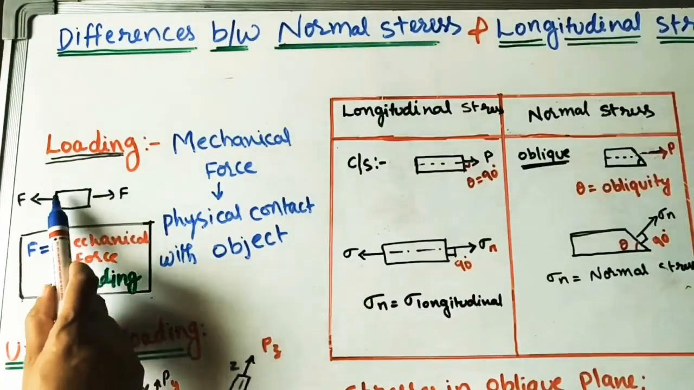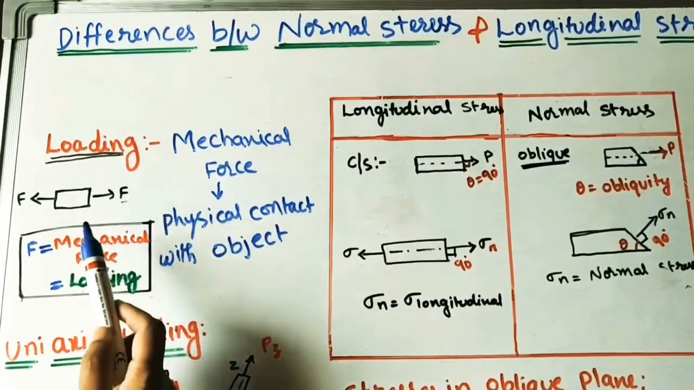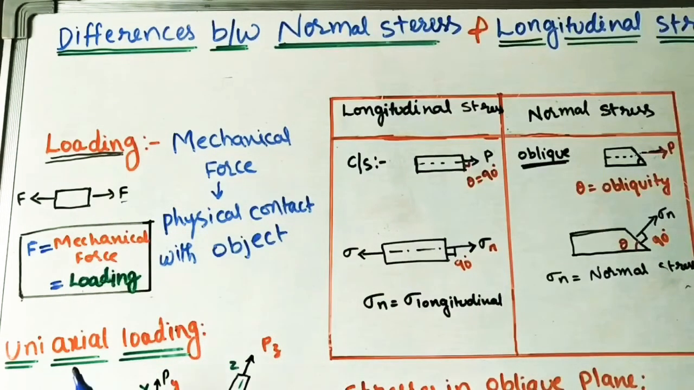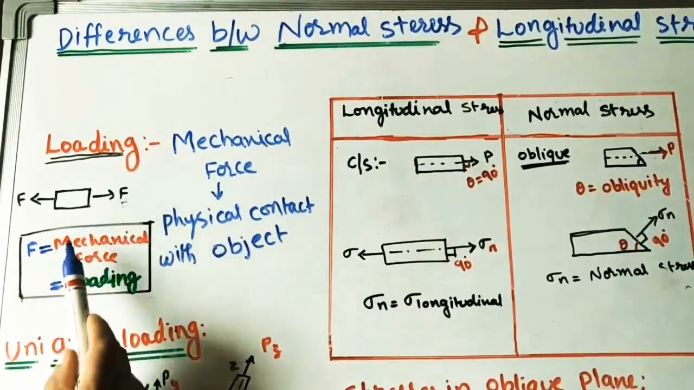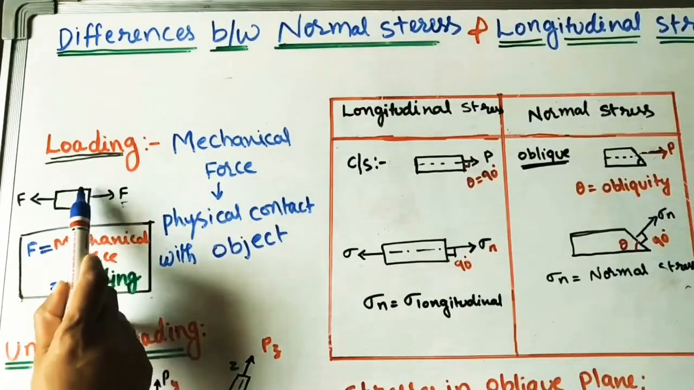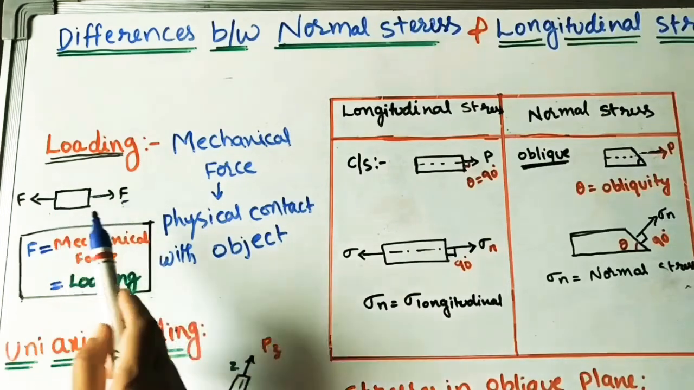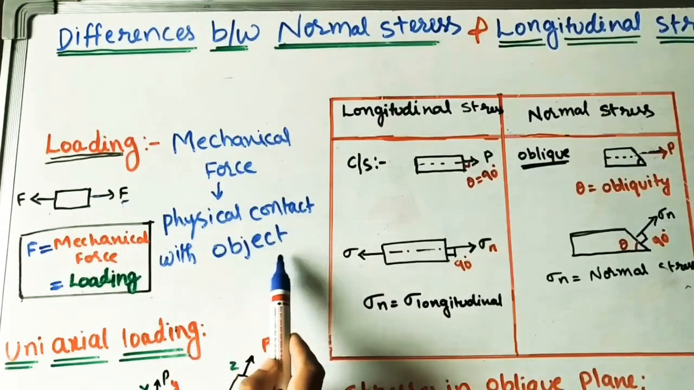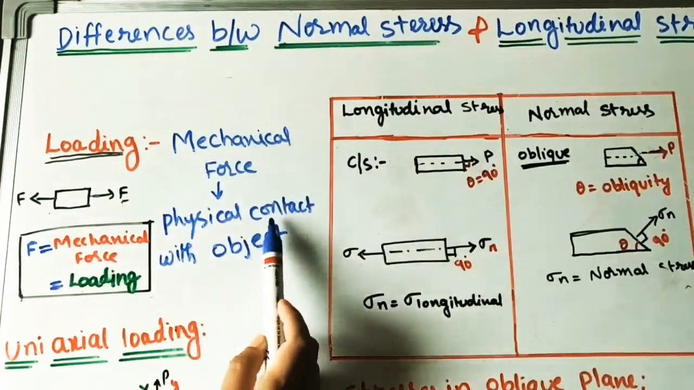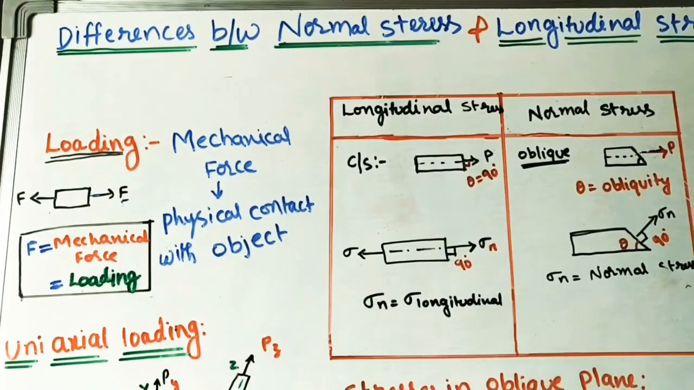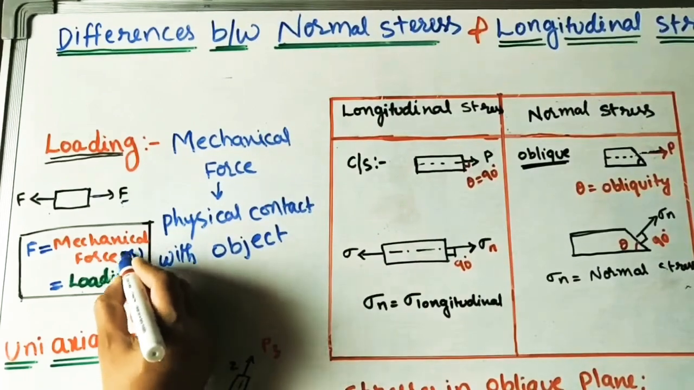Here in this example I am taking this object and applying the force at both sides. This force has some magnitude, say 10 newtons, 20 newtons, 30 newtons. This mechanical force is called loading. We call it mechanical force because it has direct, physical contact with the given object. So loading is nothing but a mechanical force physically in contact with the object. This F is called mechanical force, or loading.